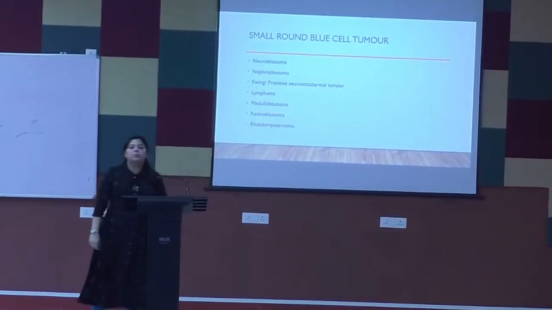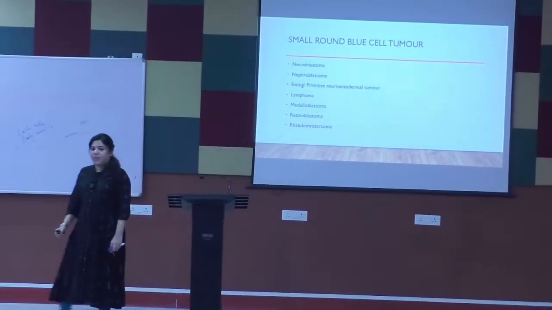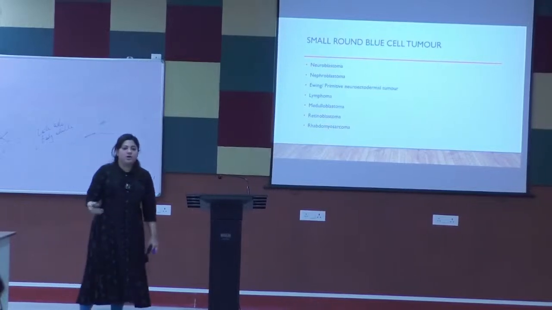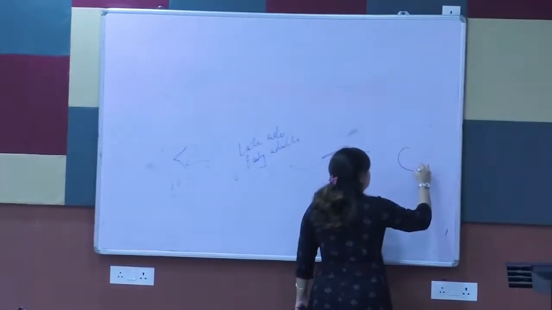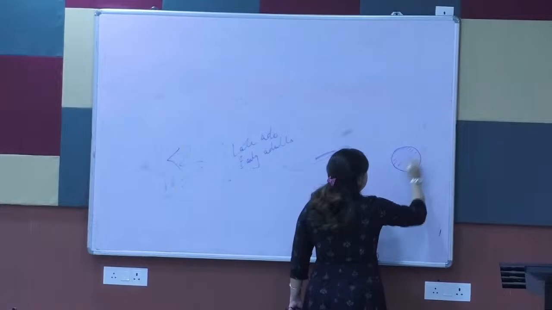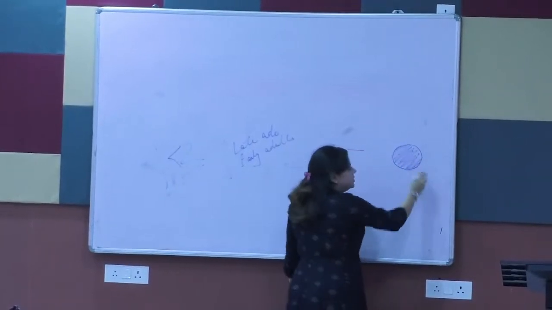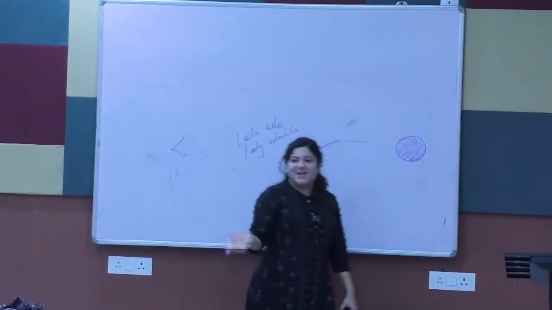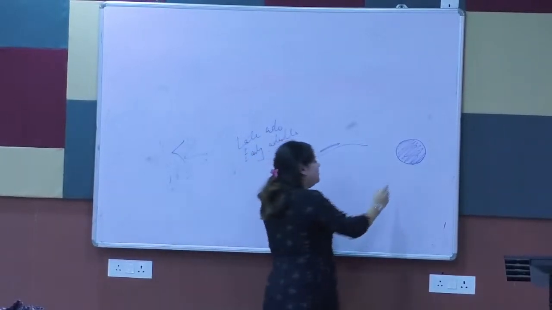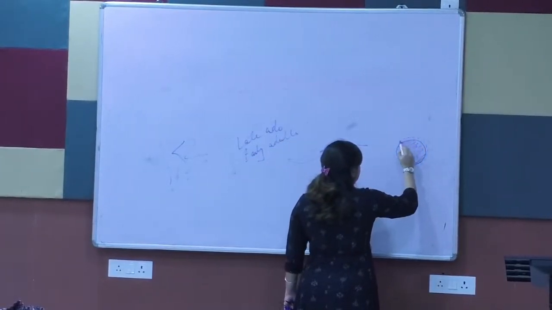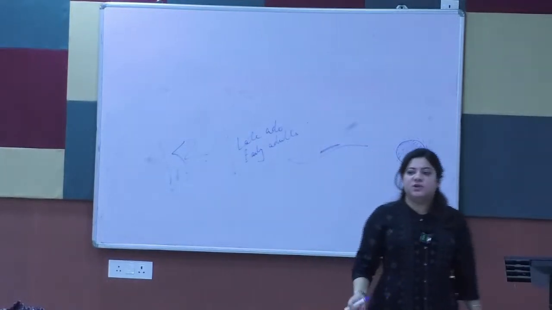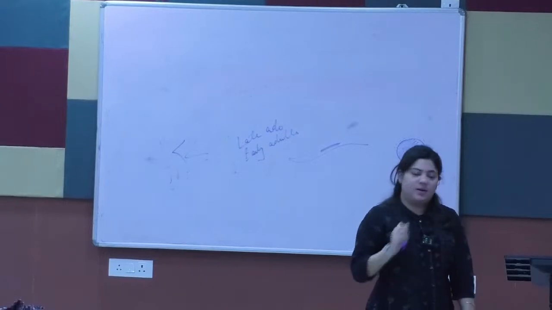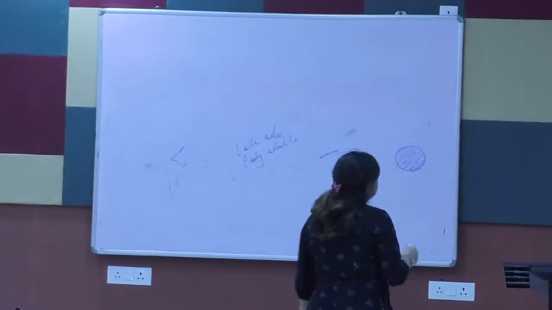So now what are these small round blue cell tumors? In children, most commonly we get small round blue cell tumors. These cells basically, the name says everything. The cells are small, they are round, they are dark blue like lymphocytes and have very little cytoplasm. They look like lymphocytes. So pathologists may confuse them with lymphoma, right? So these are small round blue cell tumors.